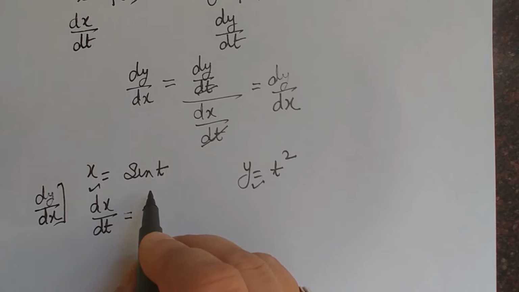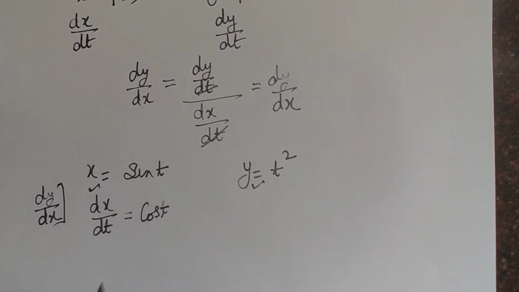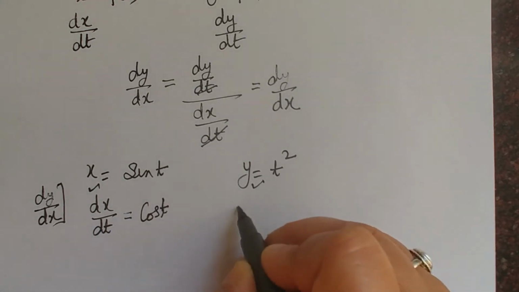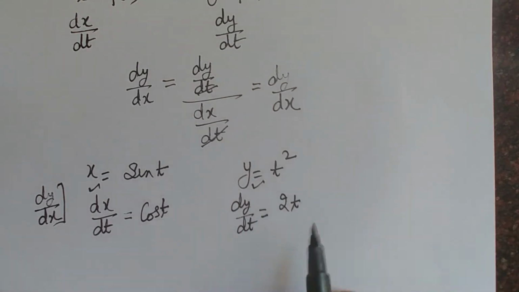So what is dx upon dt? Derivative of sine t is cos t. And please don't make a mistake, d/dt of t is 1, because the dependent and independent variable are both the same. So d/dt of t is 1. What is dy by dt? It is 2t. Again, derivative of t is 1. So it is like this.